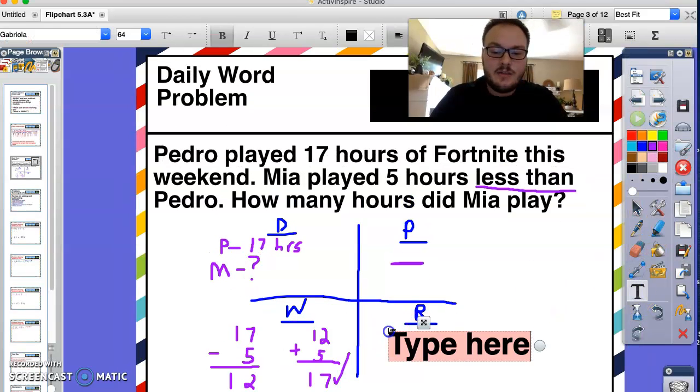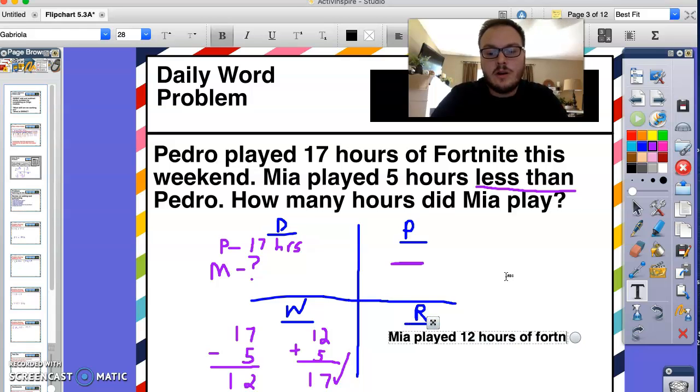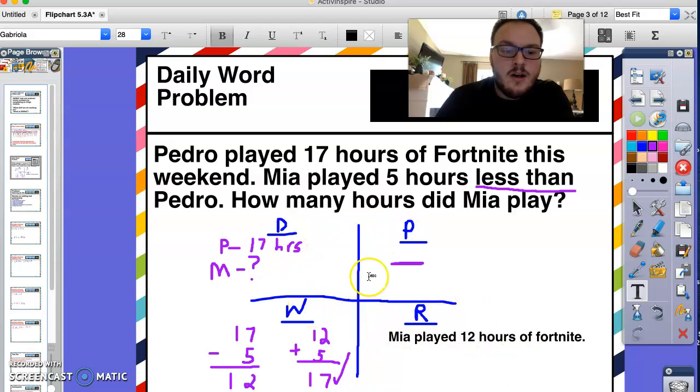So the last thing is for our results to put our answer in a complete sentence. So we need the proper noun, and we know we're looking for Mia. So we would say Mia played 12 hours of Fortnite. Very good. And that is a brief overview of the Penguin problem-solving process. So remember, data, plan, work, results. Please get this memorized as soon as you can.